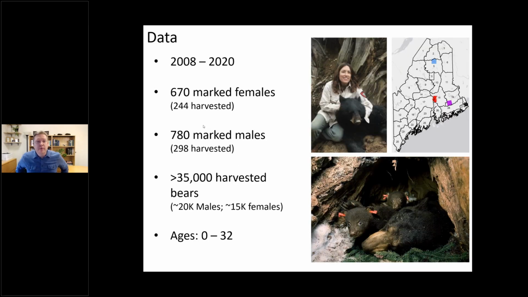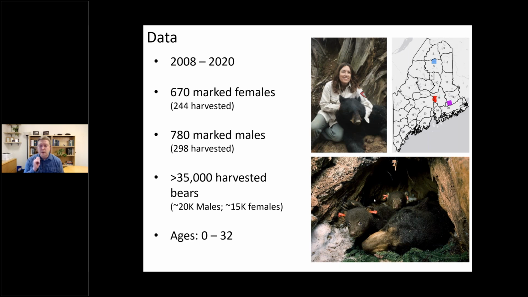Overall, the data that were available during our study period of 2008 to 2020 resulted in 670 marked females across the years, 244 of which were harvested, 780 marked males at these 3 study sites, of which almost 300 were harvested, and over 35,000 individuals harvested across the state during 2008 to 2020, with about 20,000 males and 15,000 females. The age structure recorded suggested that most of the bears were between about 0 and 8 years old. However, we did have a long tail with the occasional observation of bears over 20, and in one case, a harvested bear that was estimated as 32 years old.